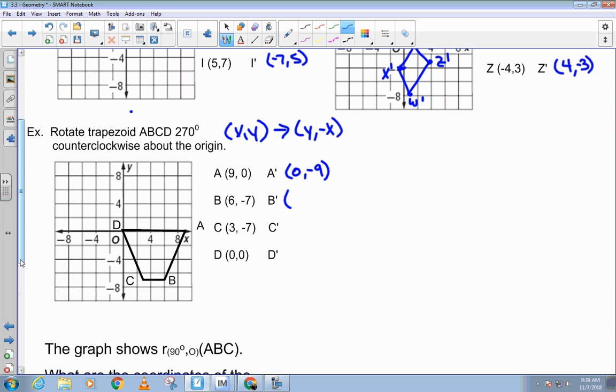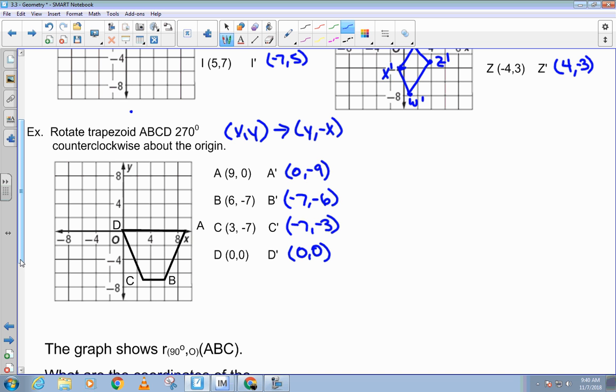What's the rule? Change the X and they switch places. Change the X, what's it going to be? Negative 6, and they switch places. So it would be negative 7 and negative 6. Okay? What about C prime? Negative 7, negative 3. You change the sign of the X, becomes negative, but then they have to switch places. So this 3 becomes negative, but then 7 and negative 7 switch places. They're both negative. In this case, yes. Okay. And then what about the 0, 0? 0, 0.